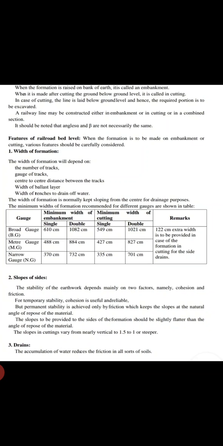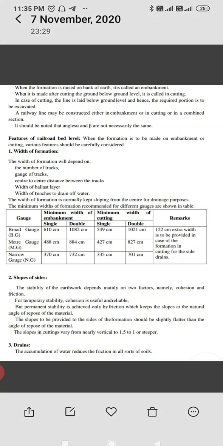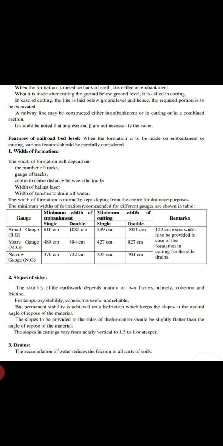Features of railroad bed: when the formation is to be made on embankment or cutting, various features should be carefully considered. First one is width of the formation. The width of the formation depends on the number of tracks, gauge of tracks, center to center distance between the tracks, width of the ballast layer, and width of the trench to drain water. The width of formation is normally kept sloping from the center for drainage purposes.